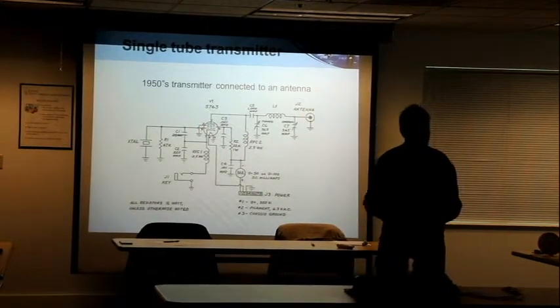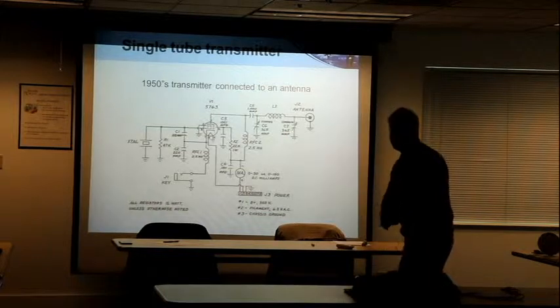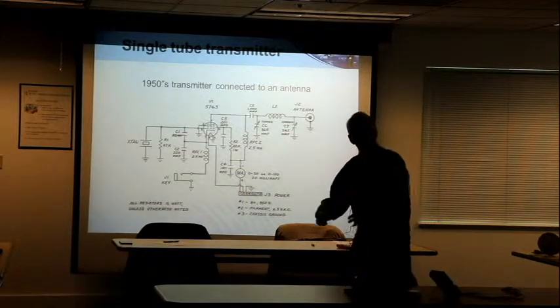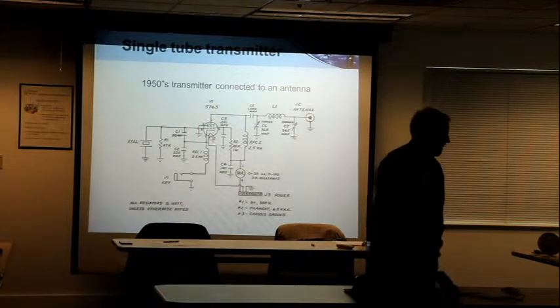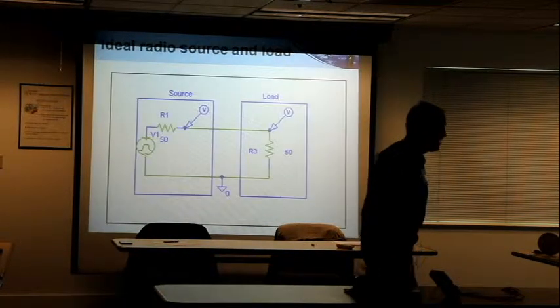But basically, this is an idea. So everything to the left of the antenna connection is a voltage and a resistance. So the next slide will show that simple model of the thing. Next slide, please. Thank you, Don.